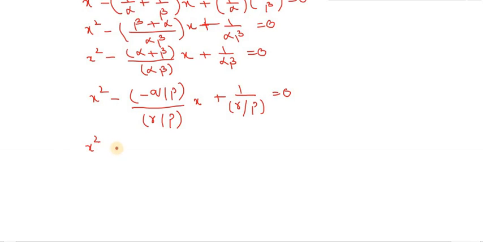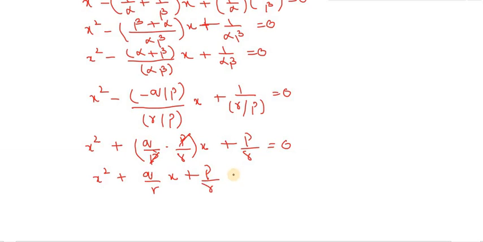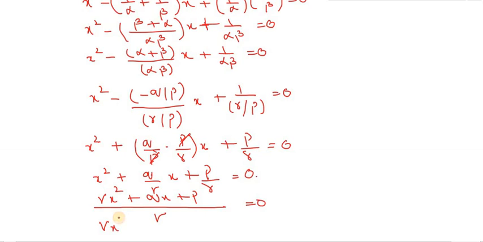x square minus minus q upon p upon r of x plus p upon r is equal to 0. x square plus q upon r of x plus p upon r is equal to 0. By taking LCM, here we get r x square plus q x plus p is equal to 0, and r x square plus q x plus p is equal to 0 is the required equation having roots 1 over alpha and 1 over beta.